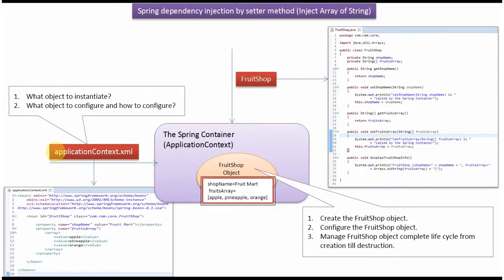What object to instantiate, what object to configure and how to configure: this information will be there in the Spring configuration file. In this example we have specified that the FruitShop object should be created by the Spring container using Spring dependency injection by setter method. The Spring container reads this Spring configuration file, creates a FruitShop object, configures the FruitShop object and manages the complete life cycle of the FruitShop object.